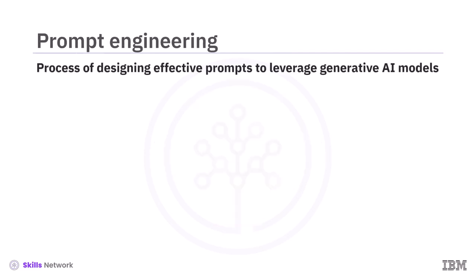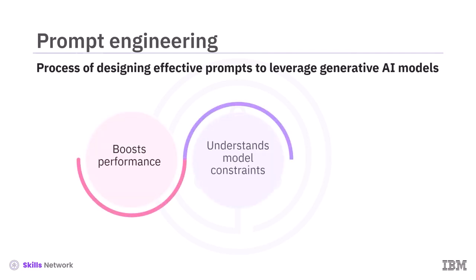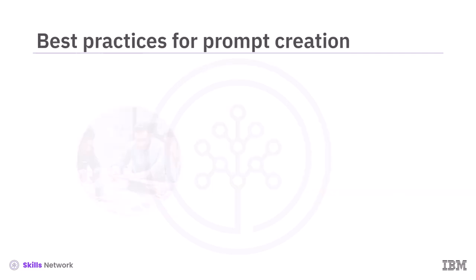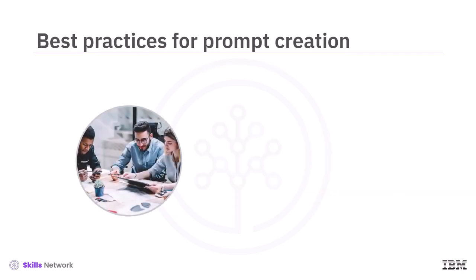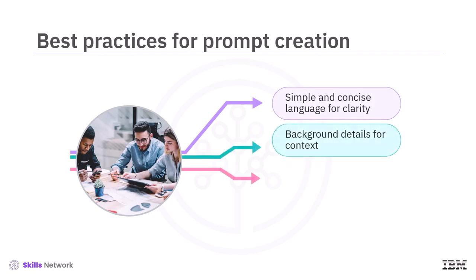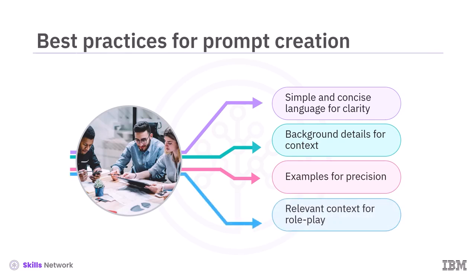The process of designing effective prompts to leverage the full capabilities of generative AI models is called prompt engineering. The process boosts performance, understands model constraints, and enhances model security. The best practices for writing effective prompts include using simple and concise language for clarity, providing background details for context, being specific and providing examples for precision, and offering relevant context for roleplay.